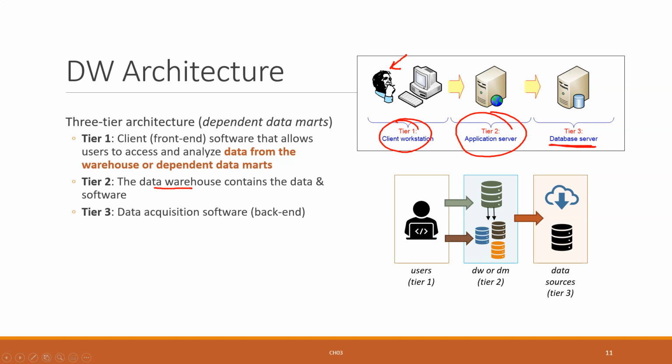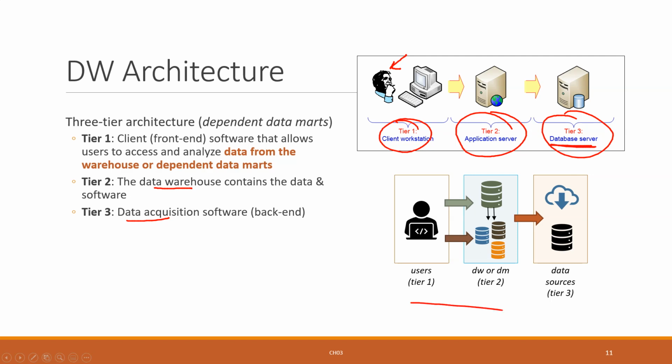The last tier is our data sources. This is simply the ERP, the web, Salesforce.com as an example, some kind of customer relationship management. This is our third tier. This is where we acquire our data.